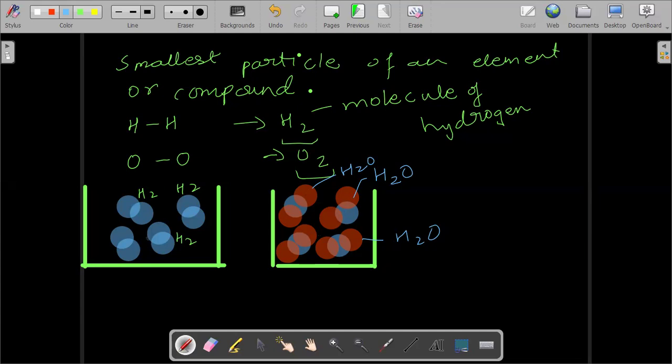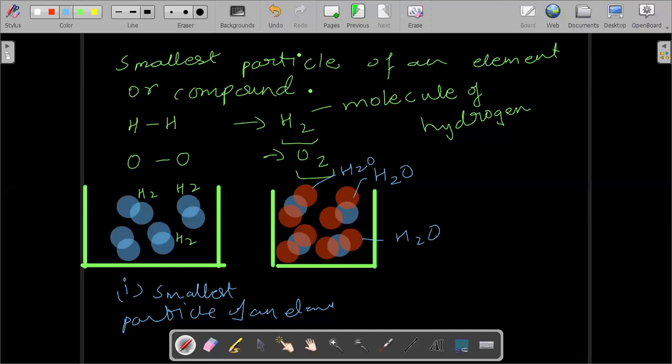In the first case, this is the smallest particle of an element, which you call a hydrogen molecule. And here H2O is also a molecule, but H2O is a compound, which is formed by the combination of two different elements. Out of that compound, there are different molecules, and many molecules put together are called a compound.